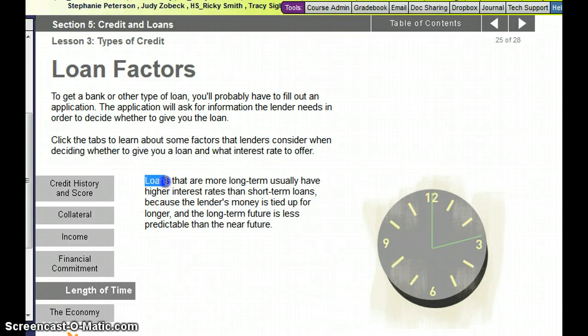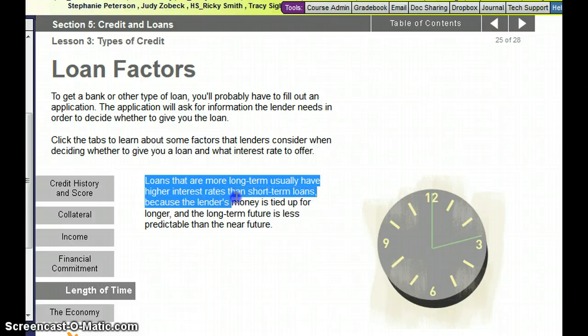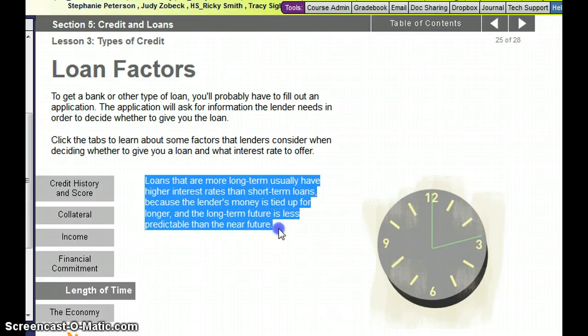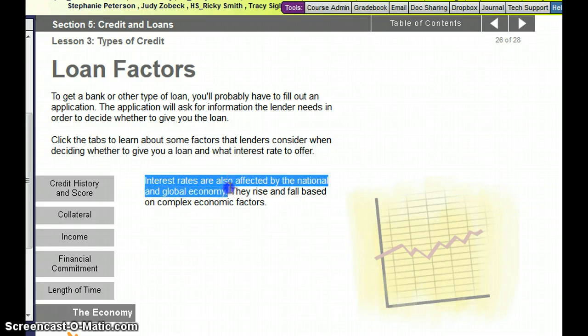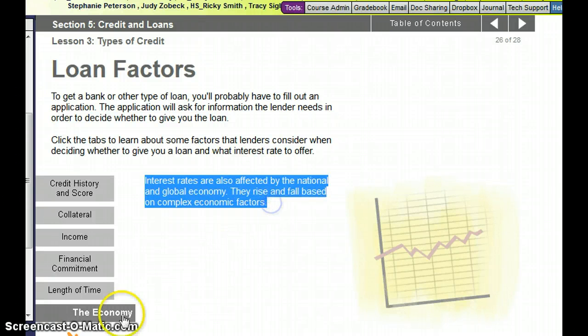Loans that are more long-term usually have higher interest rates than short-term loans because the lender's money is tied up for longer, and the long-term future is less predictable than the near future. And one other loan factor is interest rates, which are also affected by the national and global economy. They rise and fall based on complex economic factors.